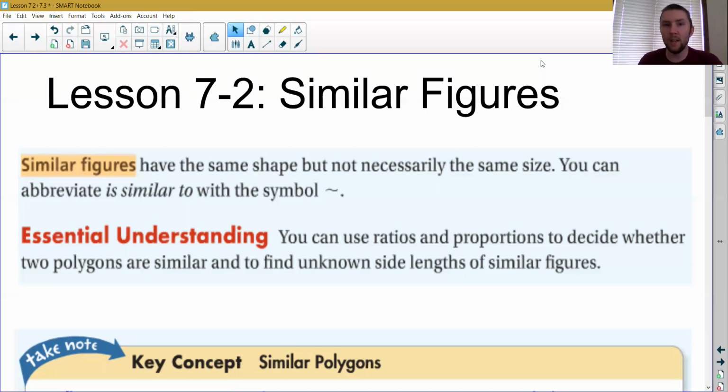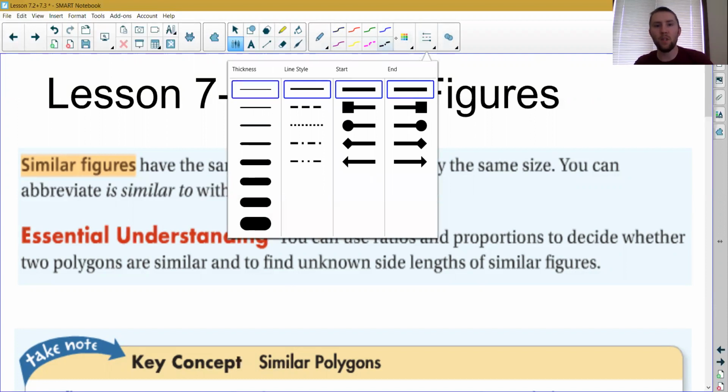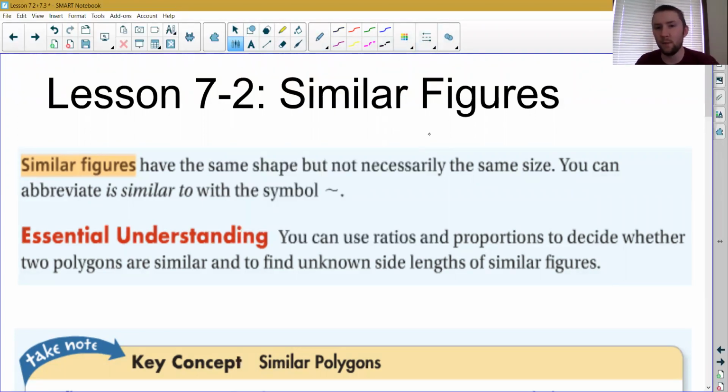This is somewhat related to the idea of figures being congruent to each other, which I hope at this point we're somewhat comfortable with, right? Two triangles being congruent. We spent a lot of time dealing with that in chapter 4 before we left. So similar figures is just a slightly less rigorous version of congruent, for lack of a better term.